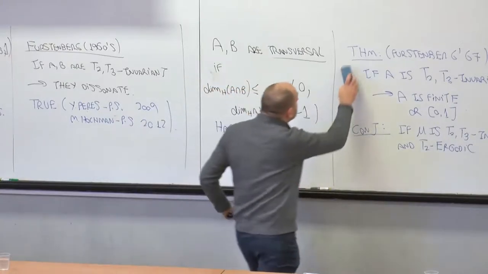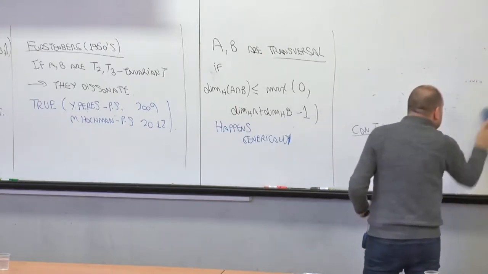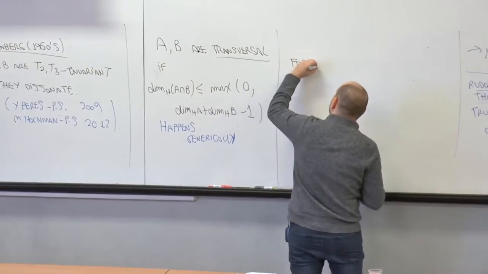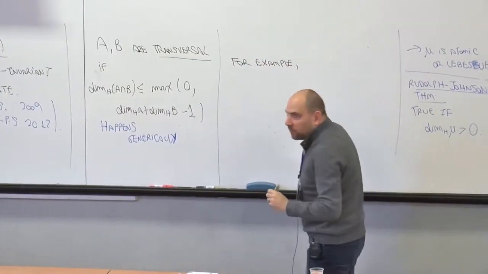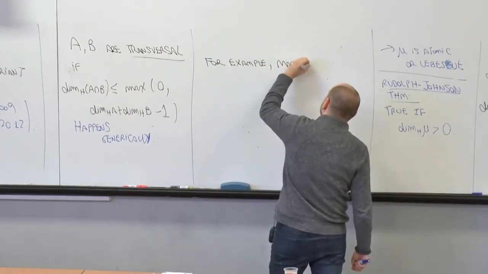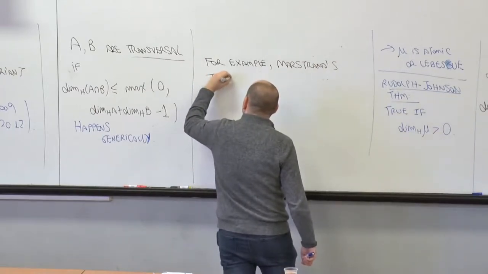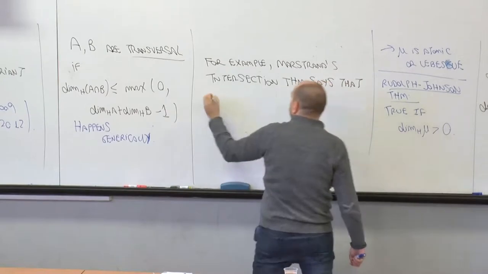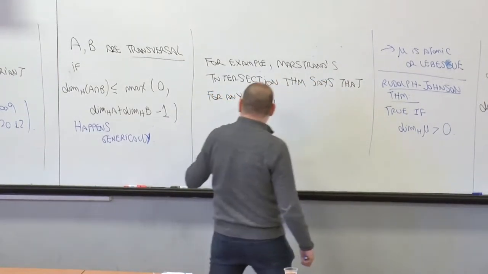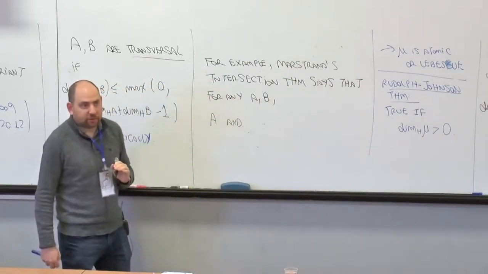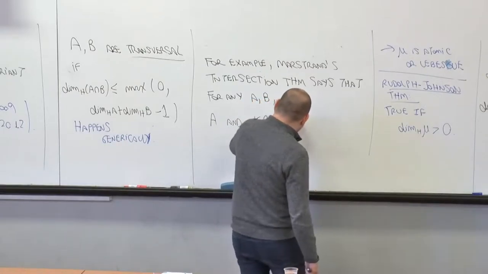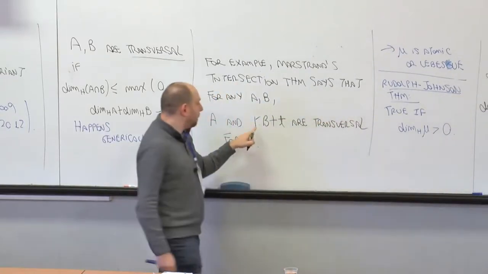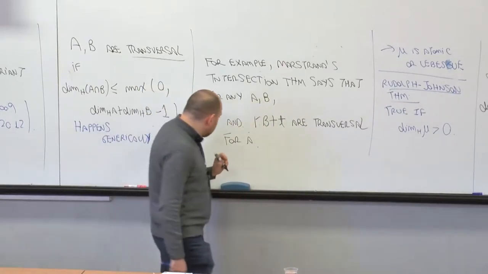In particular, here comes another white lie. For example, one example of why this happens generically: there is something called Marstrand's intersection theorem. And it says that for any A and B, A and a typical image of B are transversal. So for almost all pairs of scaling and translation, these Cantor sets are transversal.